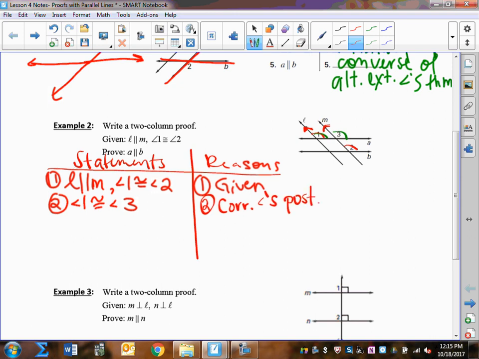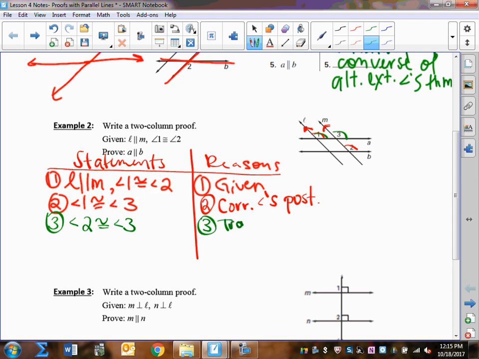Now, remember, we were given L and M were parallel, and A is my transversal there. They both sit along there, so that's why I can go ahead and use this. Sam, did you have a question? Or you want to say the next step? Okay. What do we do next from here? Lucy? Angle 3 is congruent to angle 2 because of substitution. Very good. Good job, Lucy. Angle 2 is congruent to angle 3 by substitution or transitive.